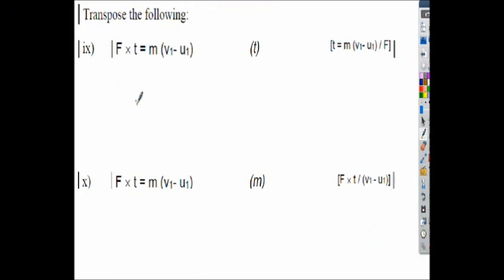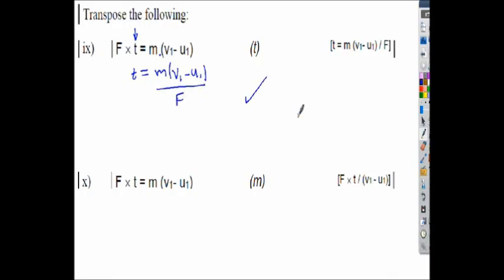Question 9, we're given F multiplied by t is equal to m multiplied by (v1 minus u1) in brackets. We've got to make t the subject this time. This is quite straightforward. If I simply divide both sides by F, I will get t as the subject. So dividing both sides by F, t is equal to m multiplied by (v1 minus u1) in the brackets there, all divided by F.